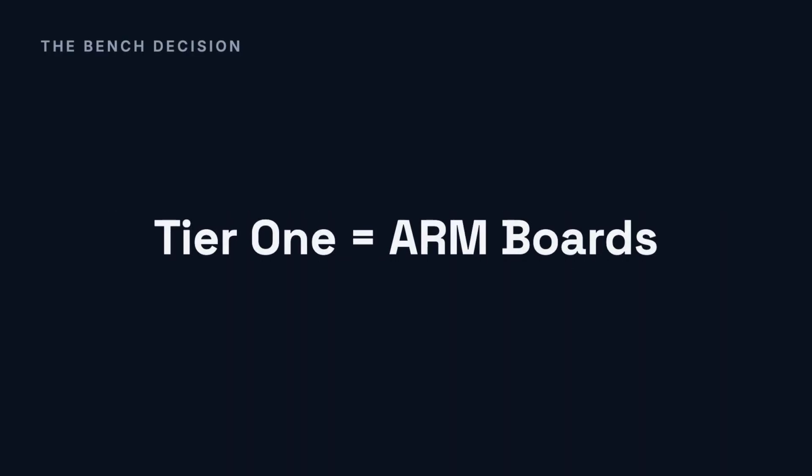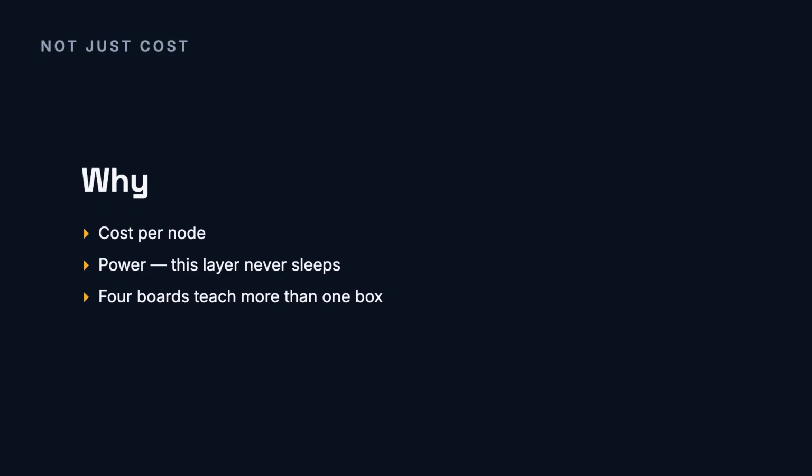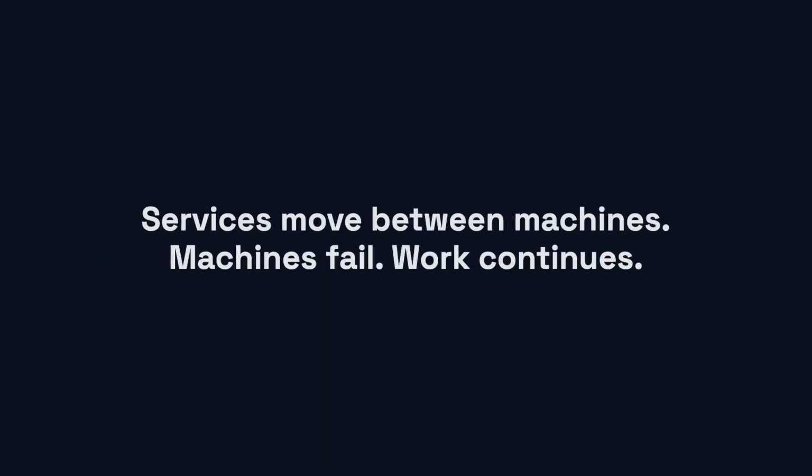So, on the bench, this series builds Tier 1 out of ARM single-board computers. Partly cost per node, partly power, because this layer never turns off. But mostly, 4 cheap boards will teach you more than one expensive box, because 4 boards is how real infrastructure works. Services move between machines. Machines fail, and the work continues. You cannot learn that on one computer, no matter how nice it is.